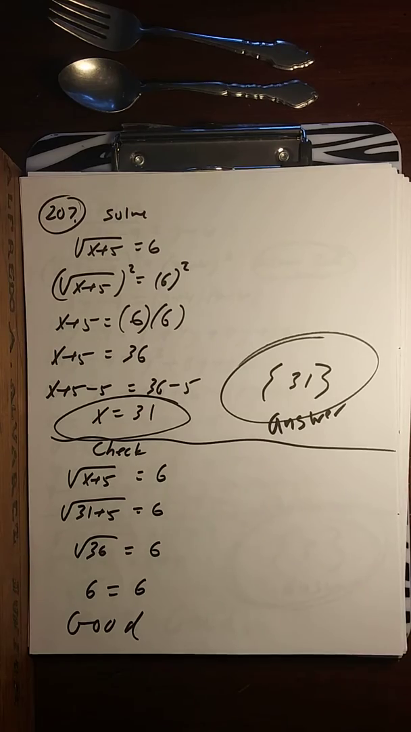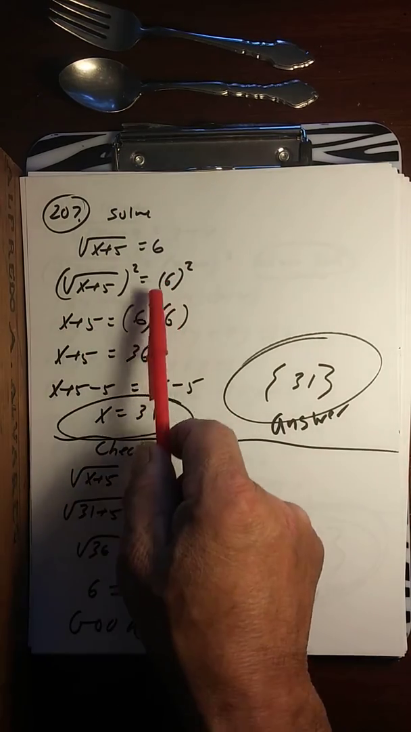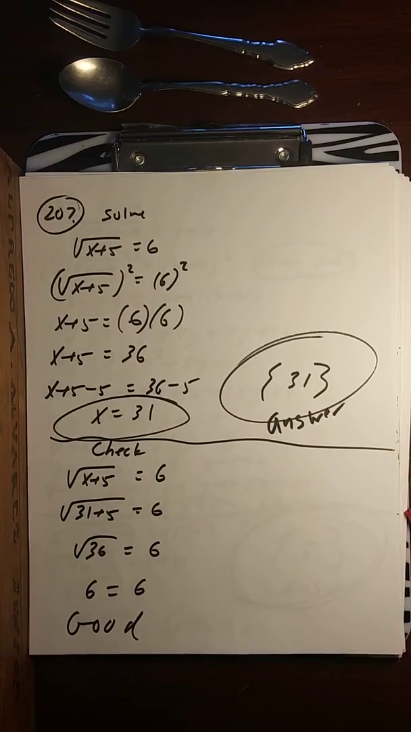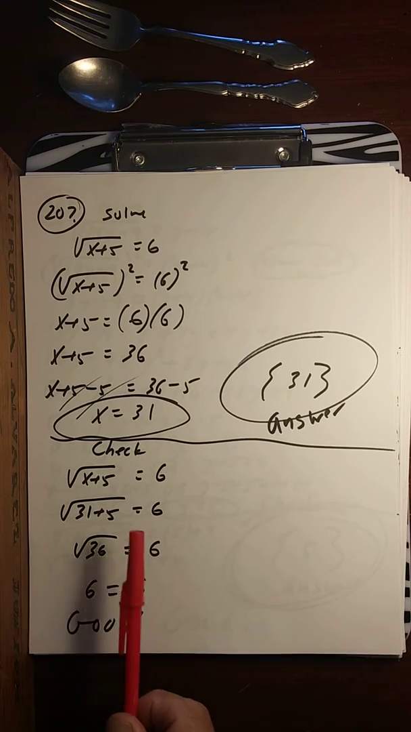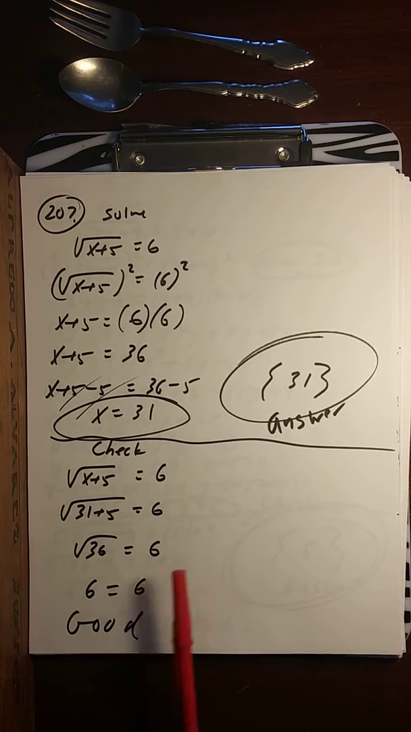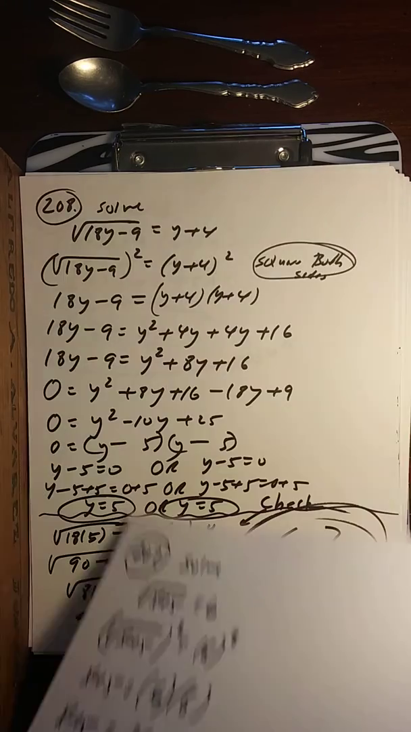Square both sides again. So we're going to have x plus 5 equals 6 times 6, which is 36. Minus 5, and these are gone. So now we have x equals 31. Does that work? Yes or no? Let's check it. 31 plus 5 is 36. Square root of 36 is 6. 6 equals 6. Yes, that's the correct answer.